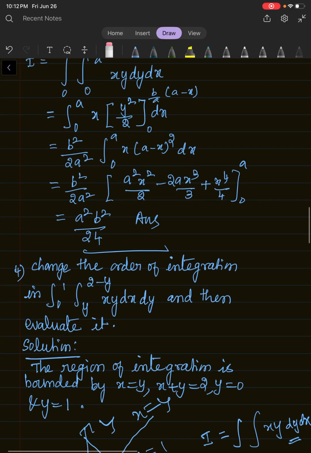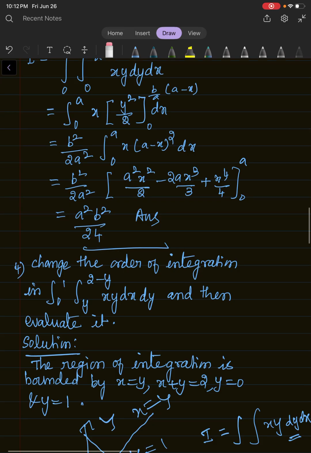That integration is given here: a square x square by 2 minus 2a x to the power 3 by 3 plus x to the power 4 by 4. Apply the limit 0 to a. After applying the limit, we are getting the solution a square b square by 24.